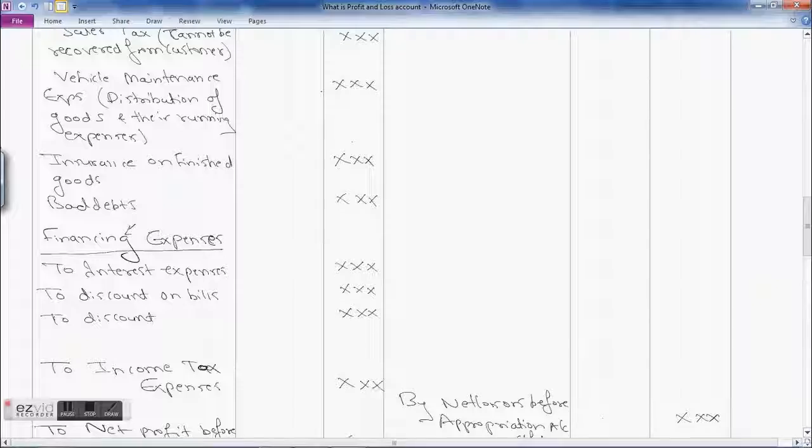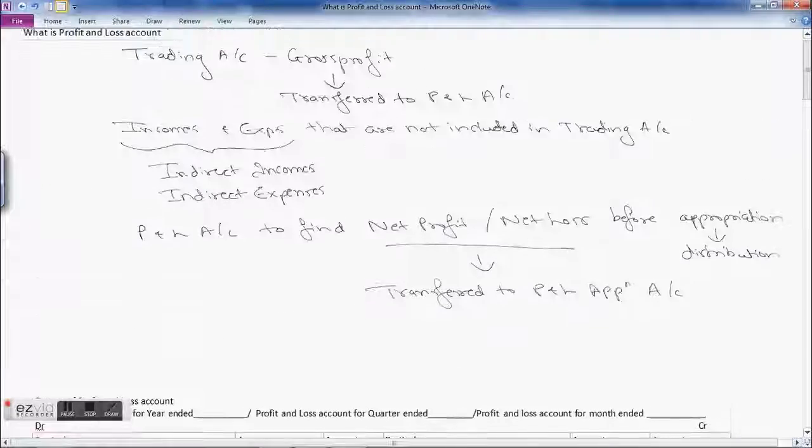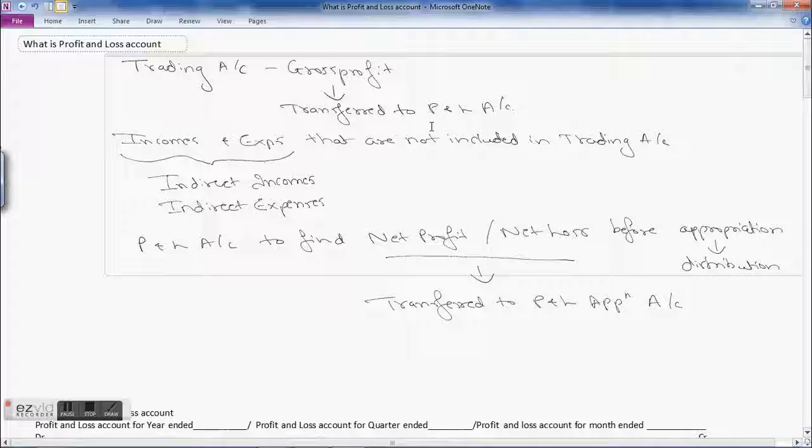Okay, so this is all about your profit and loss account. You can go through this format.